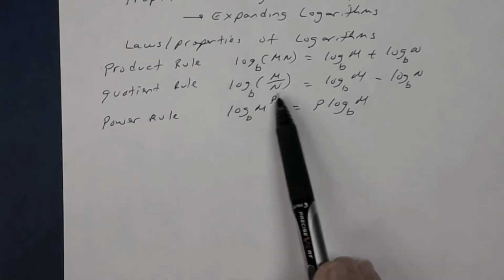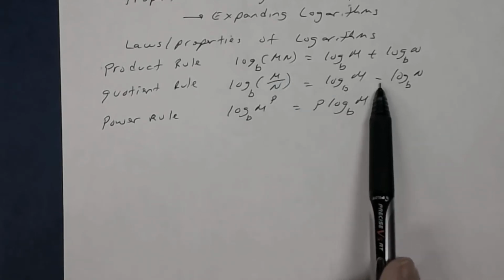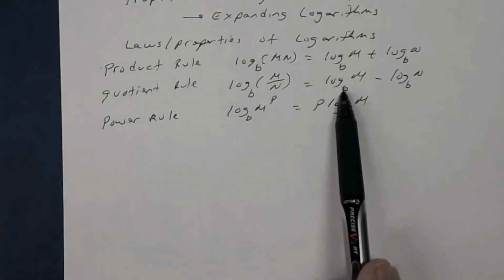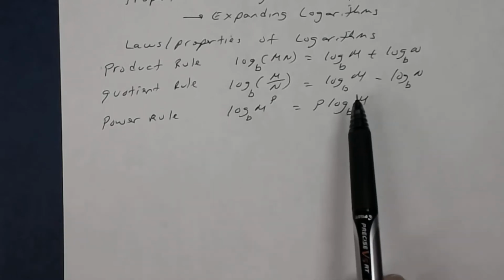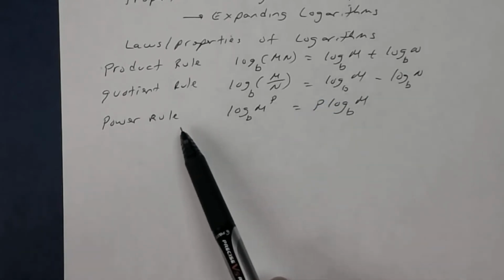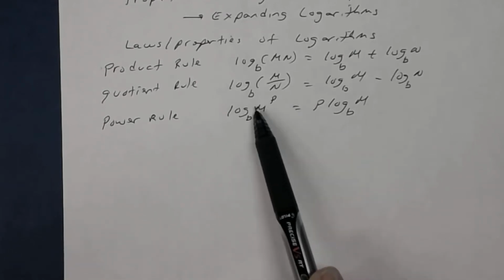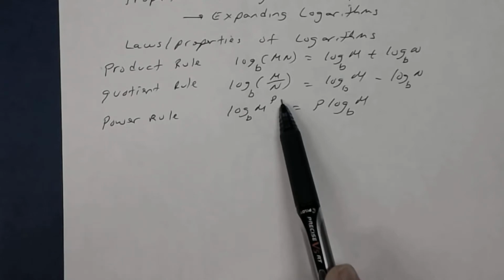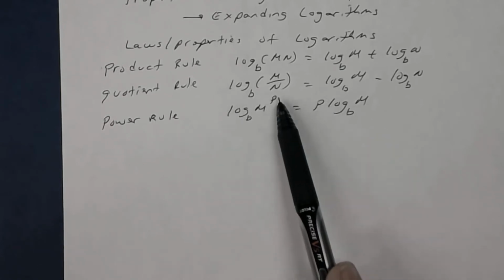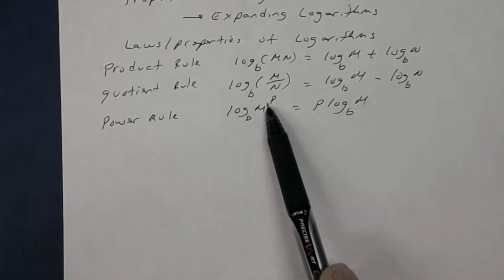Now for the quotient rule, remember division becomes subtraction. So the log of a quotient can be written as the difference of each logarithm. The numerator is written first and the denominator second, because subtraction is not commutative; the order in which you subtract does matter. And the power rule was where we had the log of some expression raised to an exponent, regardless of the base. I can pull the exponent out in front and write it as a product, p times the log of m base b.